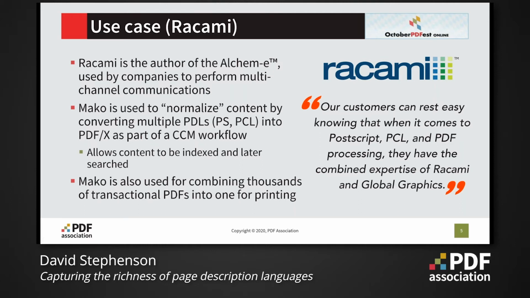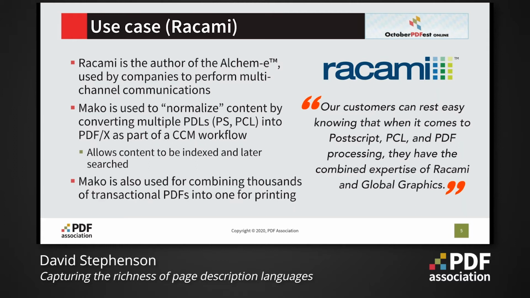They also use it for combining thousands of transactional PDFs into one for printing. The benefit is that the job itself prints much faster than ripping multiple PDFs. The way they use our technology means that they merge font subsets, and they can eliminate repetition of common elements, such as a company logo image. Such pre-processing accelerates the ripping process as well as simplifying file handling.